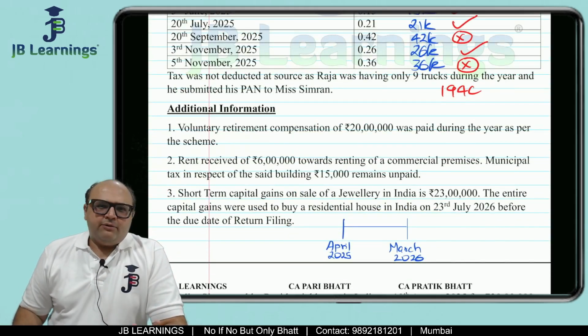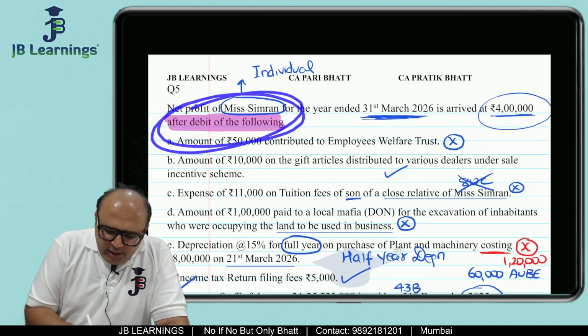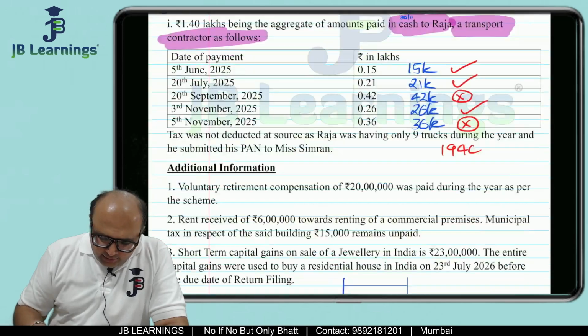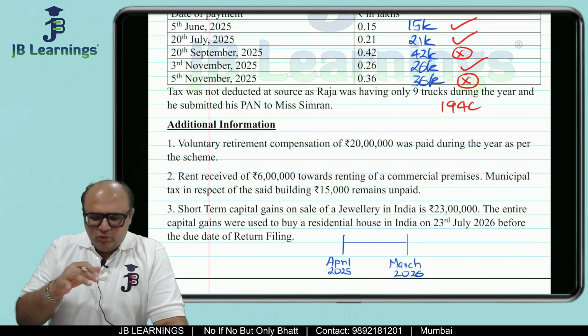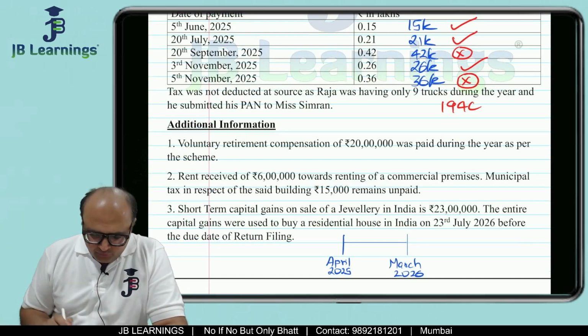Then additional information. Friends, see. So till now everything was debited to P&L. Now they are giving additional information, right? So in this nothing is debited. So now this is an independent information.